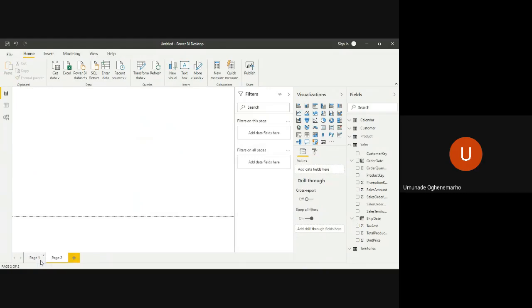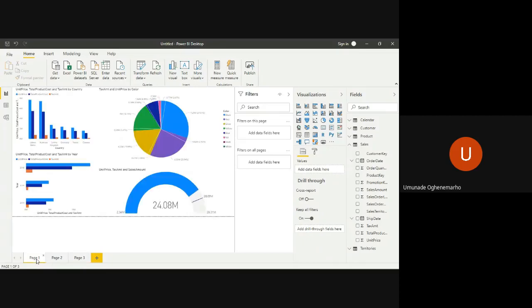Now we can create reports across multiple pages. But before we do that, let's look at something called filters. Filters, as the name sounds, create boundaries, and when you don't meet up with those boundaries, you are left behind. That's simply how filters work.